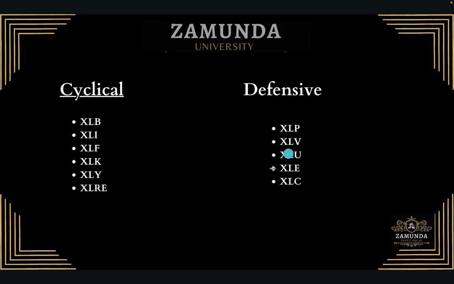So XLE is more sensitive. XLE and XLC are more sensitive, but they are classified as defensive. But XLP, XLV, XLU are your for-sure defensive stocks.